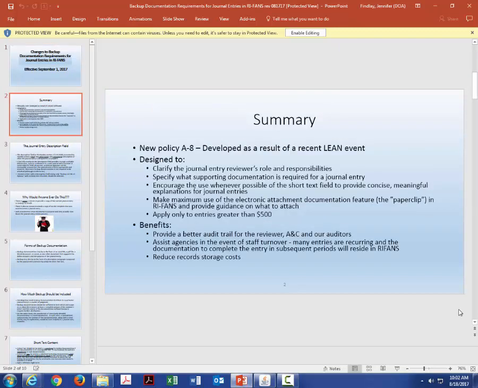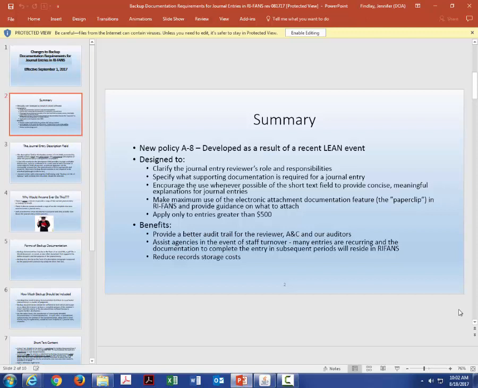Policy A8 is designed to clarify the journal entry reviewer's role and responsibilities. It specifies what supporting documentation is required for all journal entries whose debit amounts total $500 or more, and it encourages the use of the Rifan's ability to attach short texts and electronic document files as backup to journal entries.